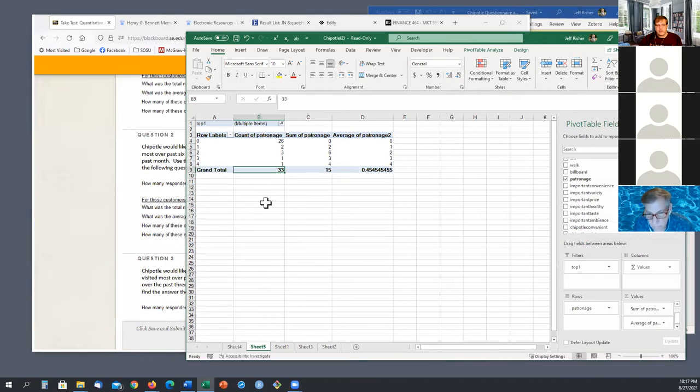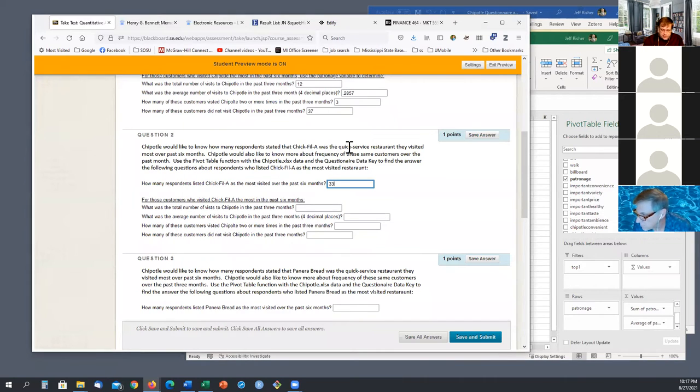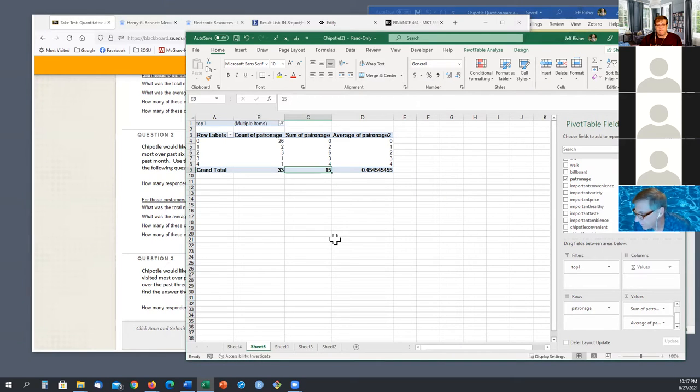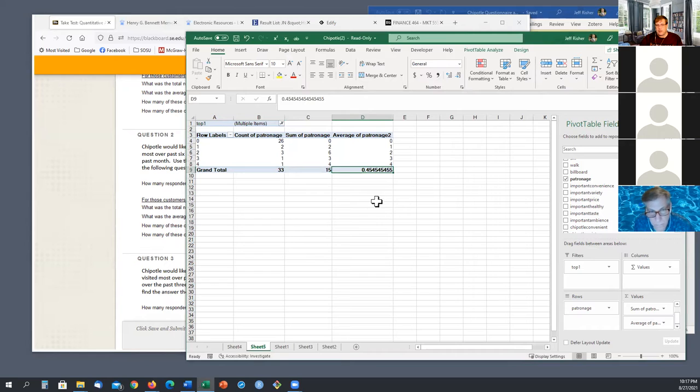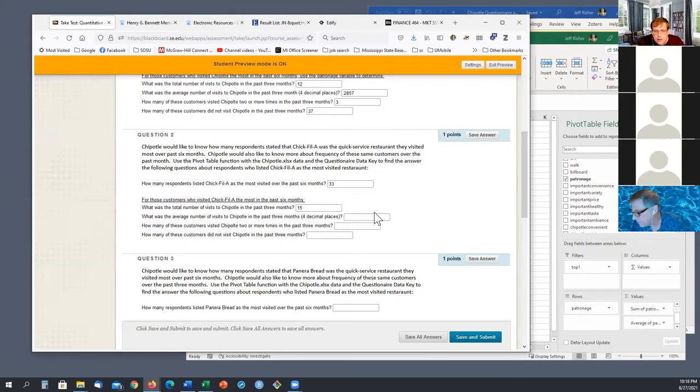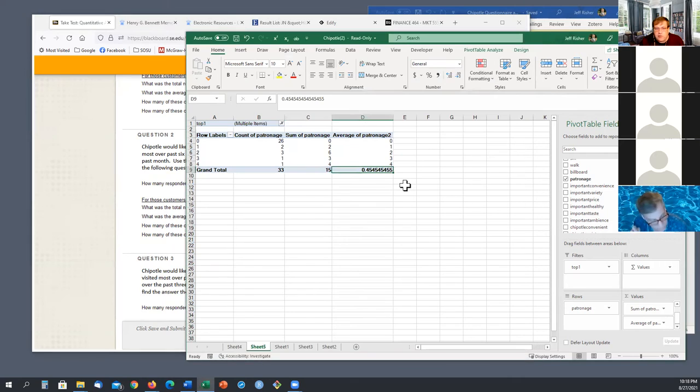All right. So out of Chick-fil-A, we had 33 people that said they ate Chick-fil-A most in the last 6 months. Now those 33, they visited Chipotle a total of 15 times in the last 3 months. They average 0.5 a visit per respondent, so 0.4545. Okay.